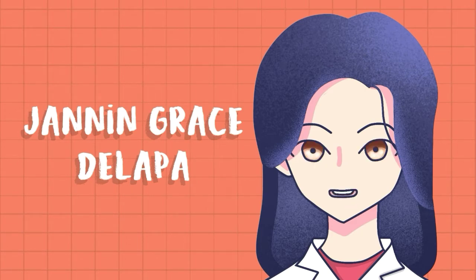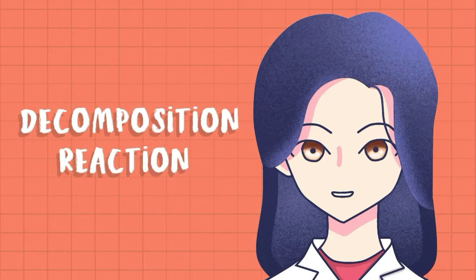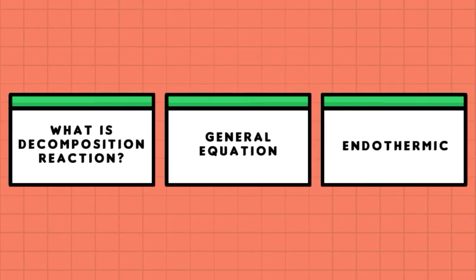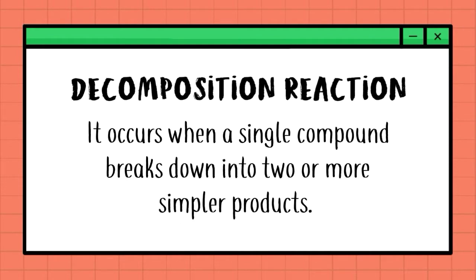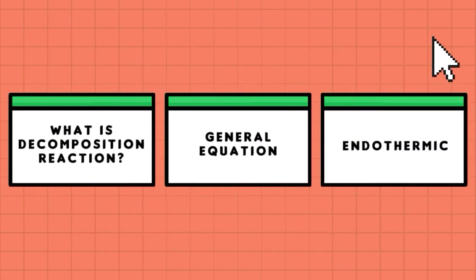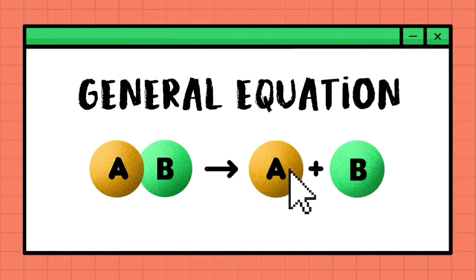Please lend me your eyes and ears for our next topic, which will be decomposition reaction. So, let me tell you what a decomposition reaction is. A decomposition reaction is the opposite of a combination reaction. It occurs when a single compound breaks down into two or more simpler products. This can be represented by the general equation. AB yields A plus B.